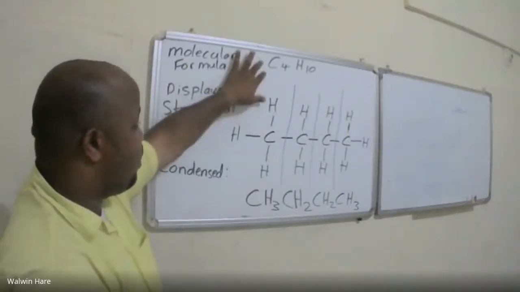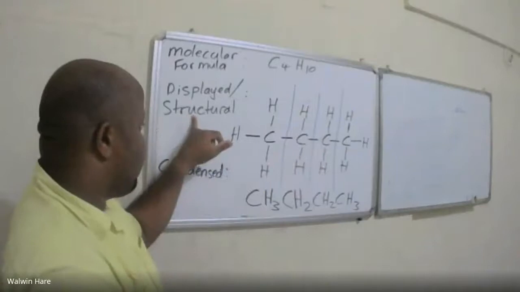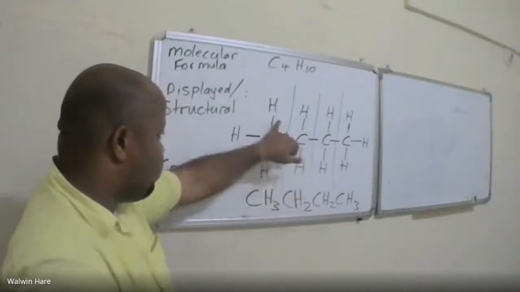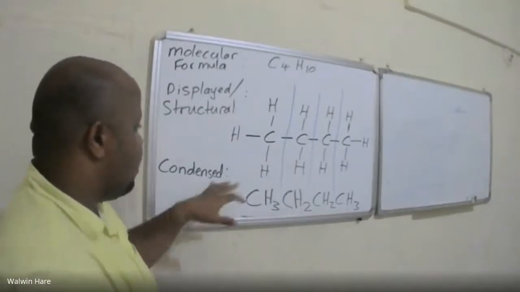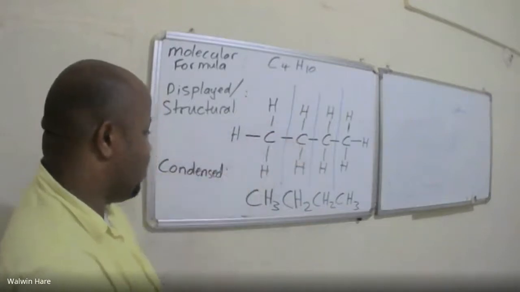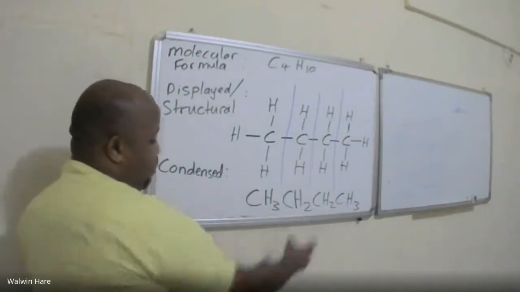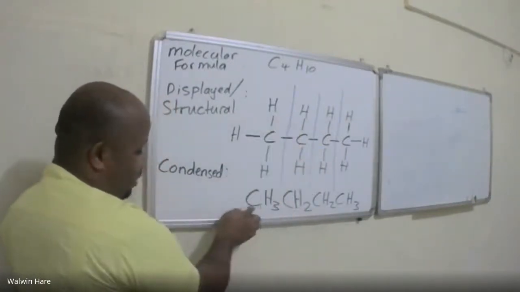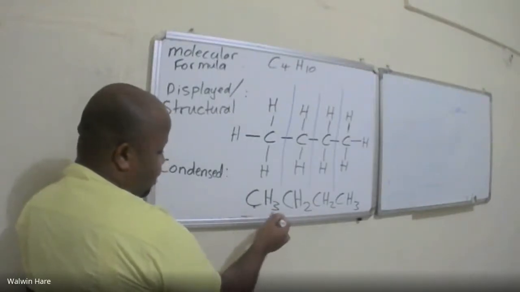So the molecular formula is just showing the amount of each atom present. The displayed formula is actually showing how the atoms are arranged, including the bonds. And the condensed formula is the same thing, showing the arrangement, but without using the bond lines. So this carbon has 3 hydrogens attached to it. So if I gave you this condensed formula and asked you to do this, you would start here, this carbon, and it has 3 hydrogens attached.